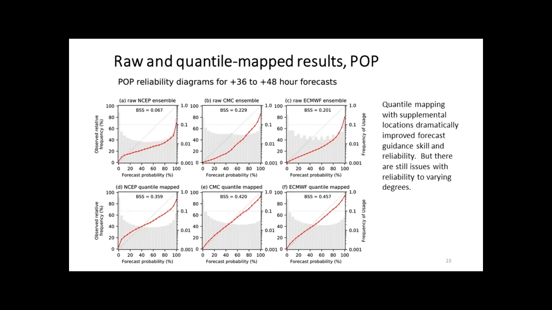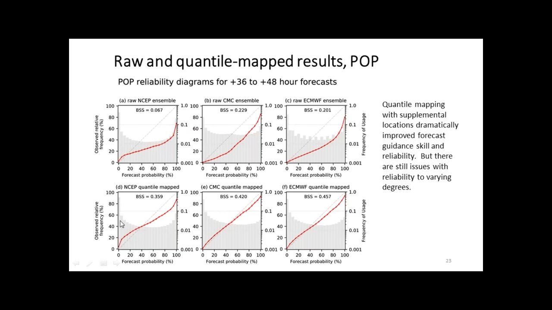So what have we got out of this so far? Here, repeated from an earlier slide, was our raw ensemble forecast guidance of precipitation here, and again, unreliable. So down below is after the quantile mapping and ninefold enlarged ensemble step, and we've improved that reliability rather substantially, more for the Canadian and the European center system than for the NCEP system.